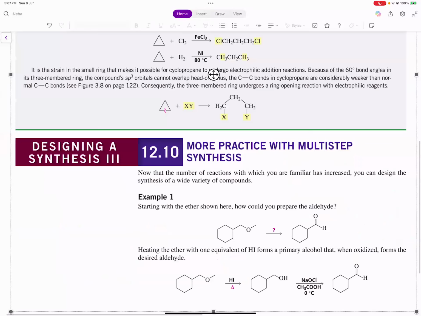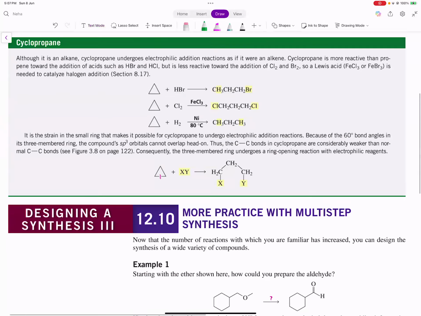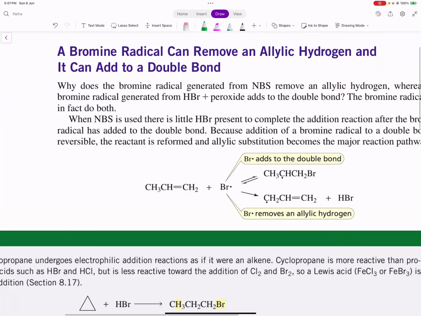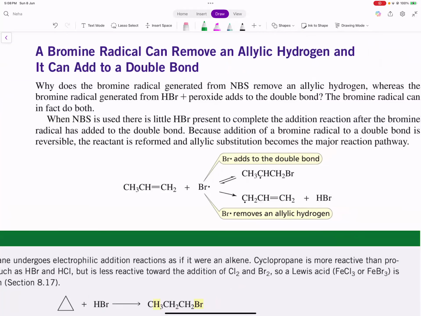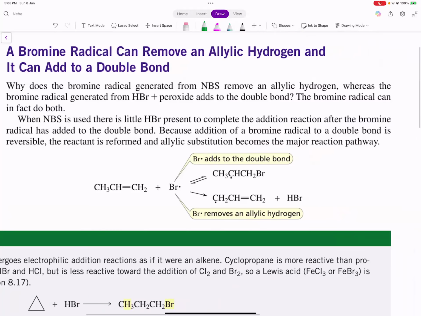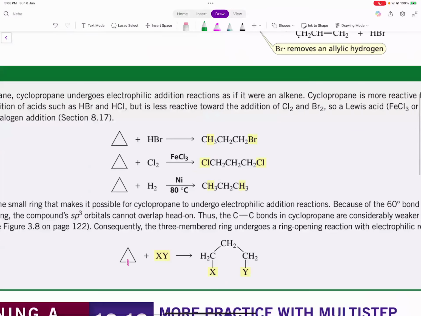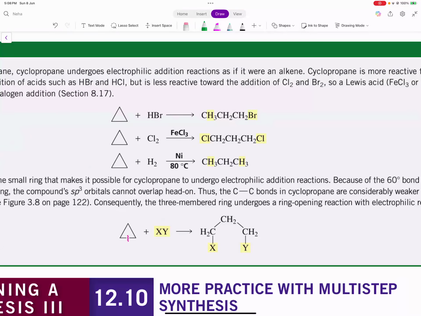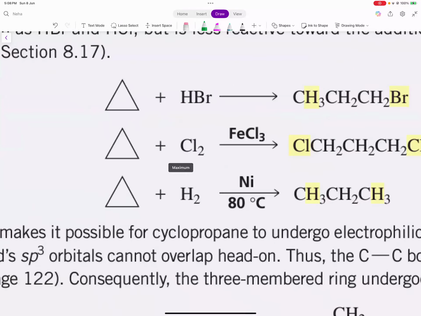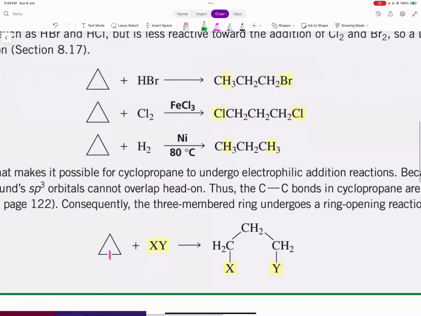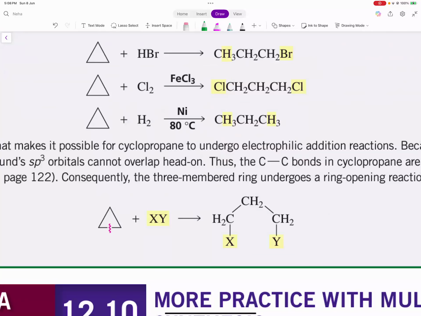So a bromine radical can remove an allylic hydrogen, and it can also add to a double bond, right? So Br dot can perform both of these things, right? Yes, sir. And there's this special case of the cyclopropane. Although it is an alkane, it is so strained because the regular bond angle in sp3 hybridized carbon will be 109.5 degree, but here it will be 60 degree. So instead it behaves like this, it just undergoes addition reaction because this ring just wants to break, and X and Y just add like this. X and Y, see?